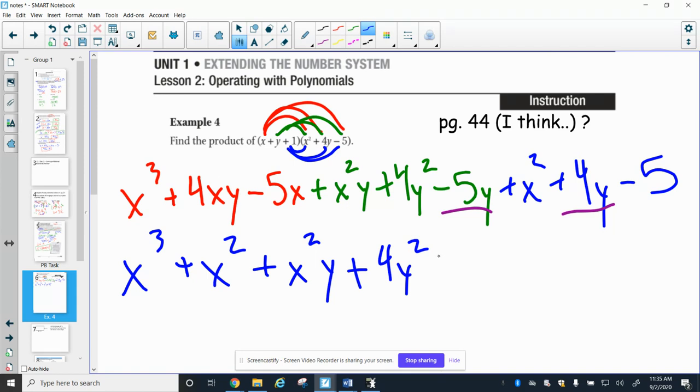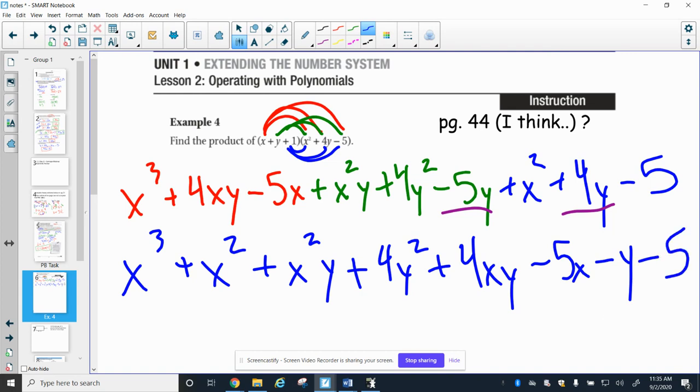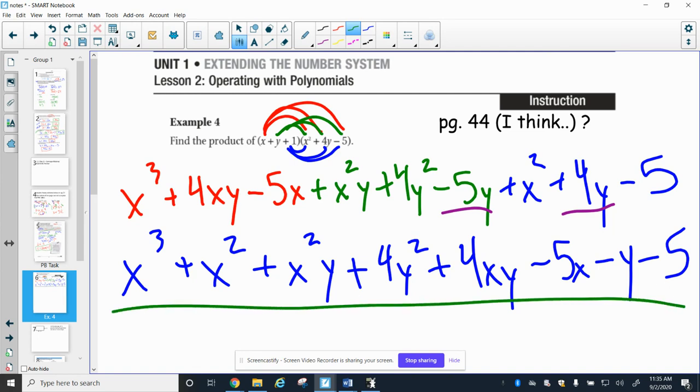I'm going to put my 4xy next, plus 4xy. I'm going to put my minus 5x. Then I'm going to combine the y's, so negative 5y plus 4y, that's minus y. And then we still have the minus 5 at the end. Okay, that's a little tougher of an application problem. We're multiplying a trinomial by a trinomial.